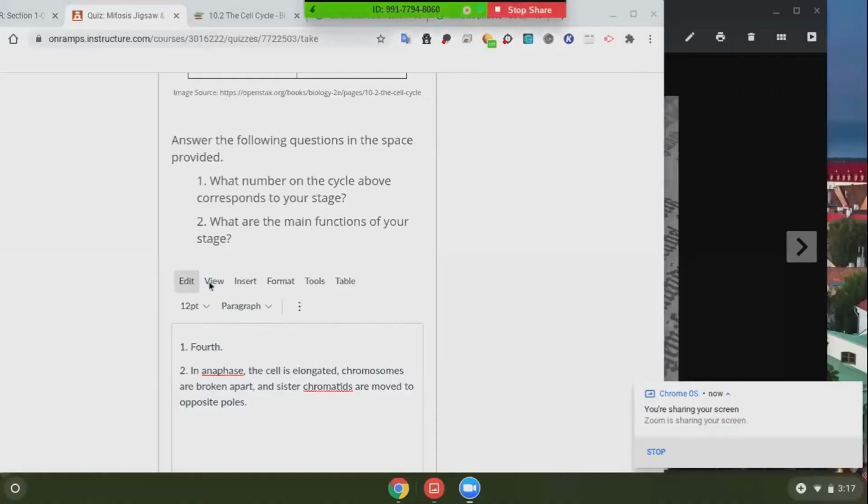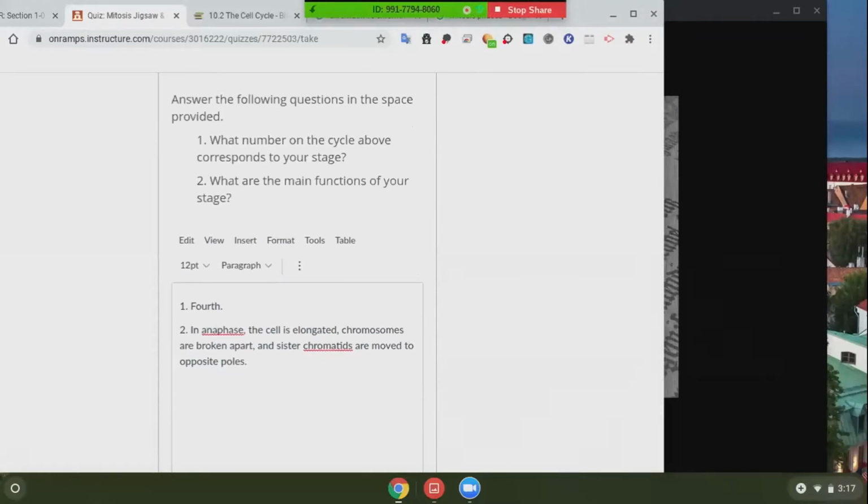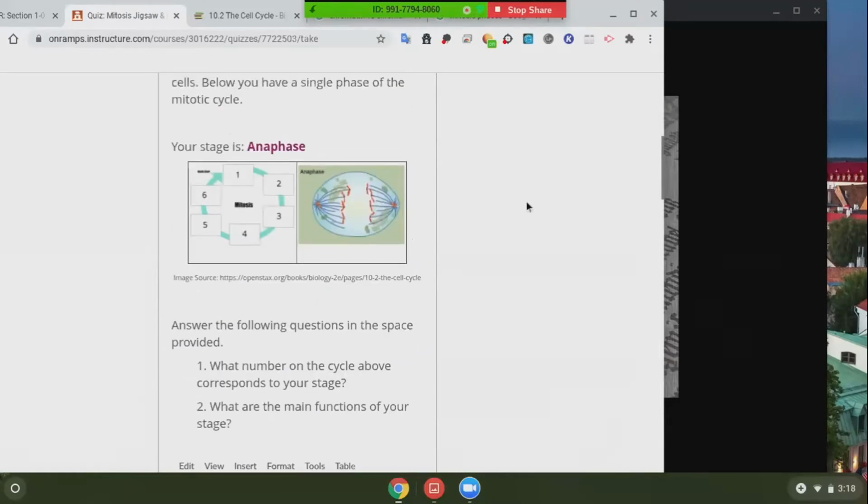We had Anaphase, and that is the 4th phase. And in Anaphase, the cell is elongated, and the sister chromatids are broken apart. And then they're moved to opposite poles. And yeah, so that's what it looks like.